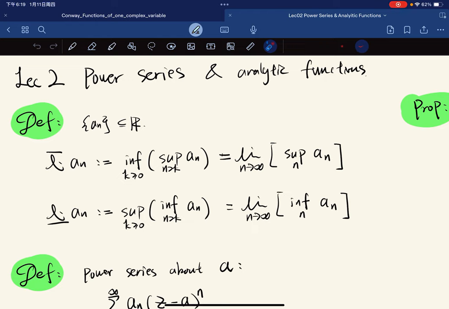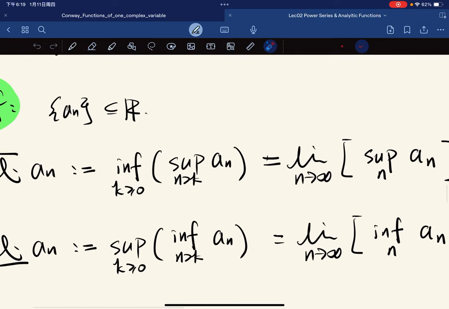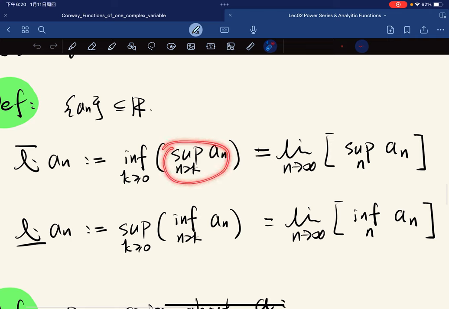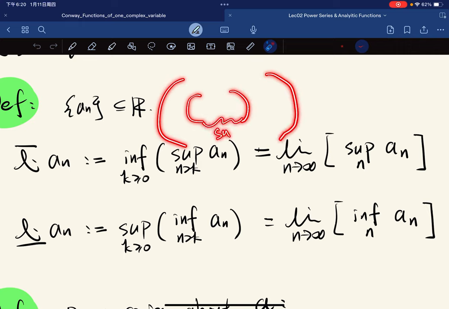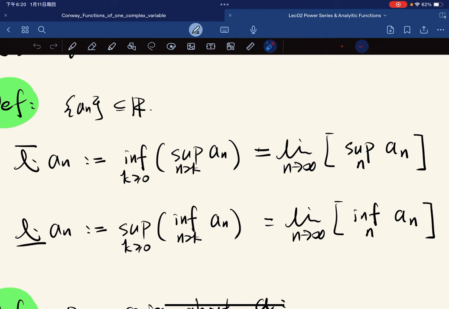So here we give our new definition. The upper limit is defined as the infimum of suprema. For each k, for every n greater than k, we take the supremum of a_n, and we take the infimum among all k non-negative. Notice that the supremum is monotone, right? If you have this set and another bigger set, the supremum of the bigger set is an upper bound of every element in the smaller set, which means the supremum of the bigger set should be greater than or equal to the supremum of the smaller set. So supremum is monotone: if the set increases, you increase. If the set decreases, you decrease.